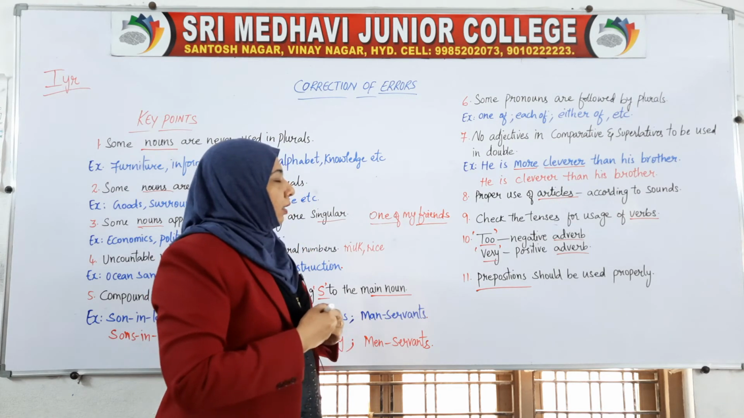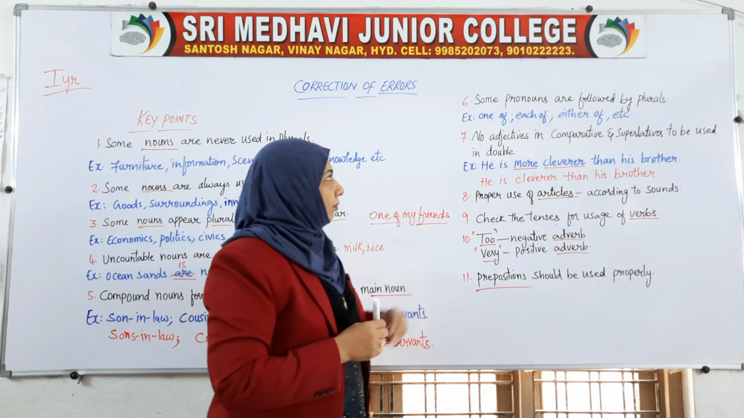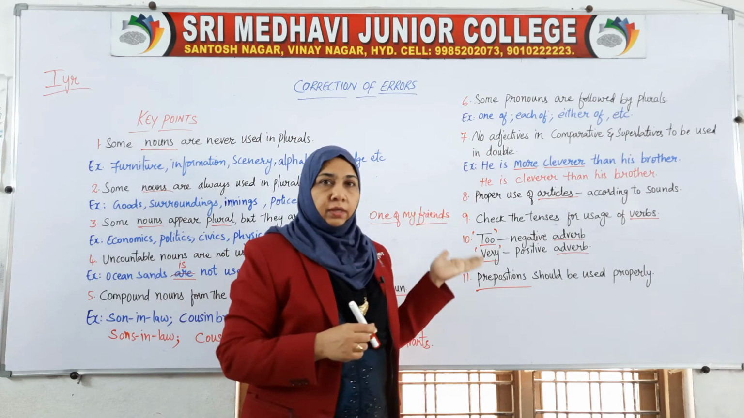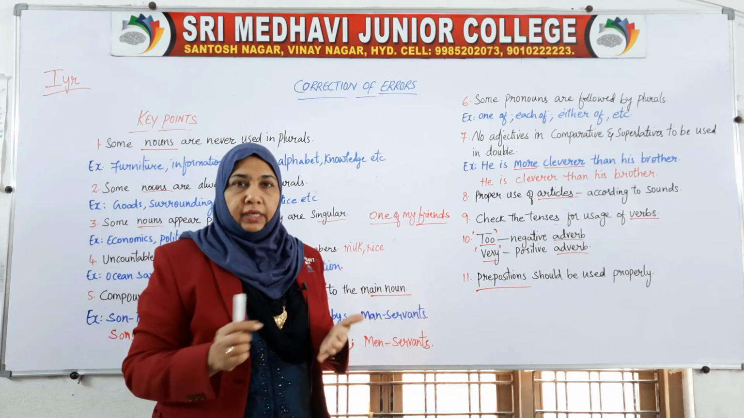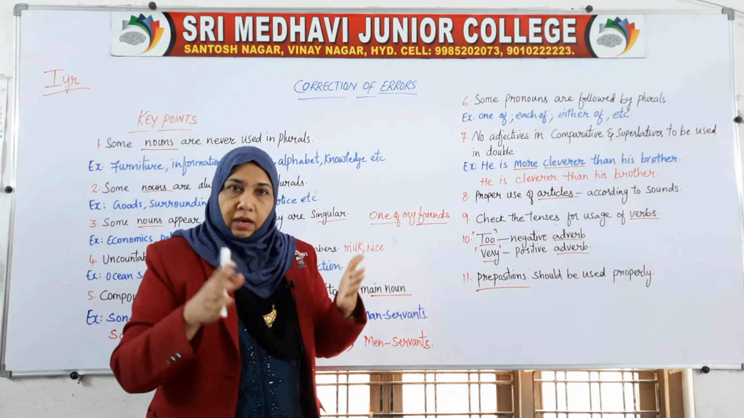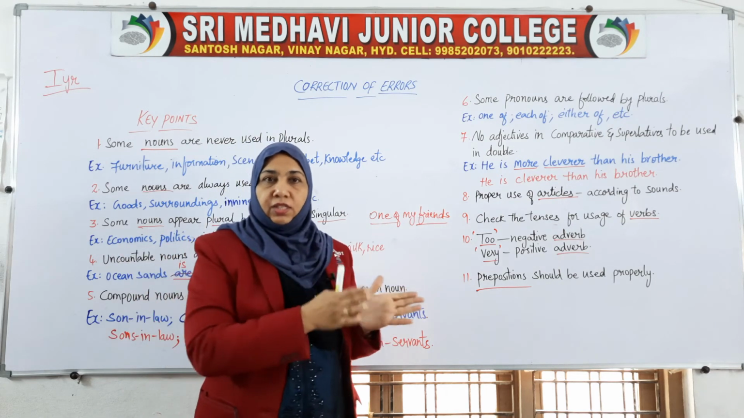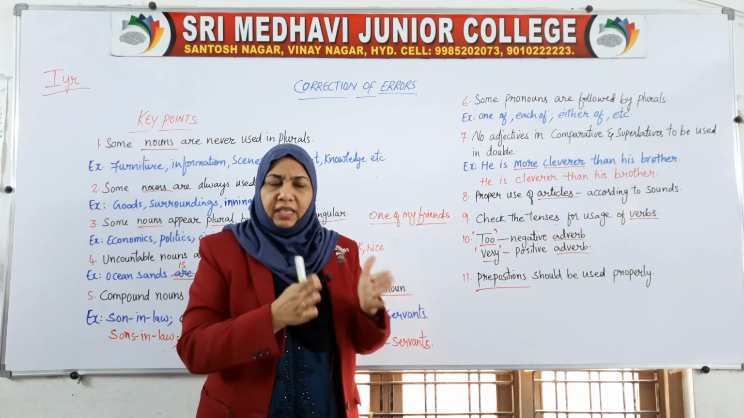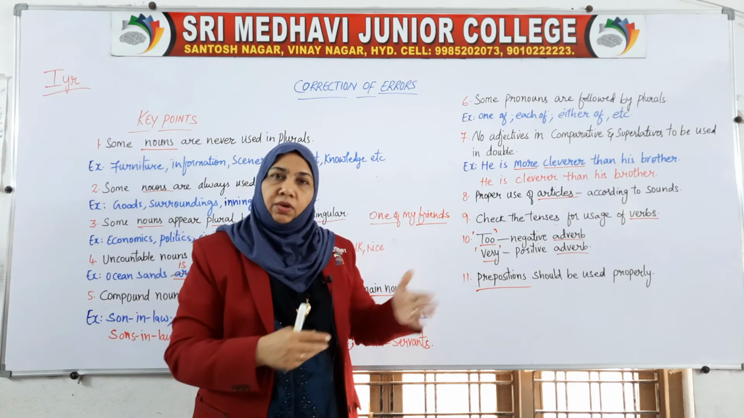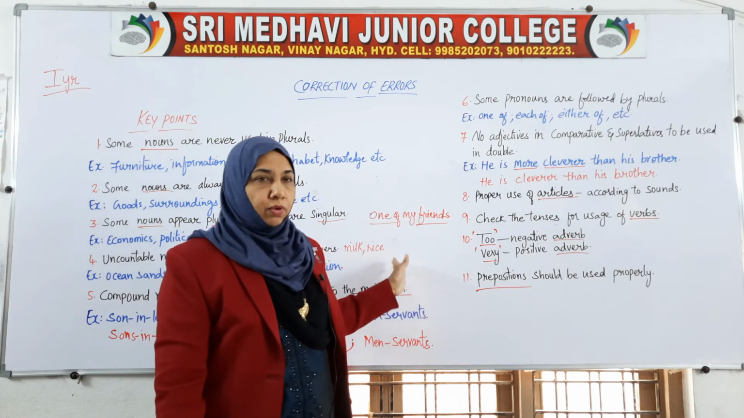Fine. Now next, here: each of the girls has a phone. Each of the girls, out of many girls, gets a good rank, something like that. Out of many, we are talking about each one. The same rule we followed here.